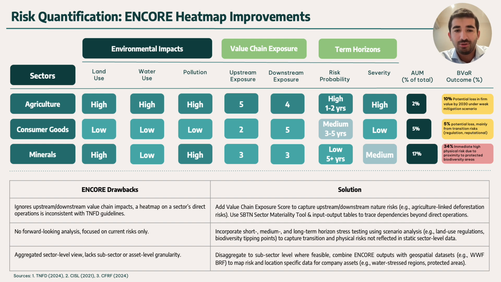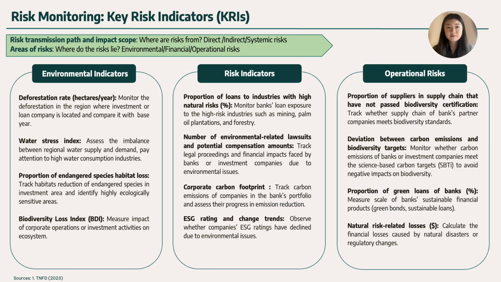To address this, we've introduced three key components. First, a value chain exposure score to capture upstream and downstream dependencies and surface hidden risks across the value chain. Second, we've accounted for short, medium, and long-term horizons by including risk probability and severity to capture both transition and physical risks not reflected in static sector-level data. And third, we included a biodiversity value at risk metric to quantify potential financial loss and support better decision making. Together, these changes offer a more complete and forward-looking risk picture for financial institutions.